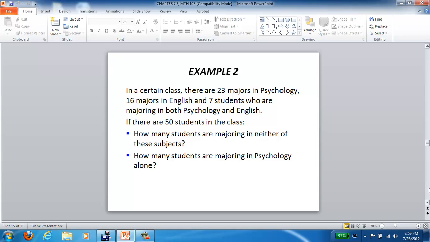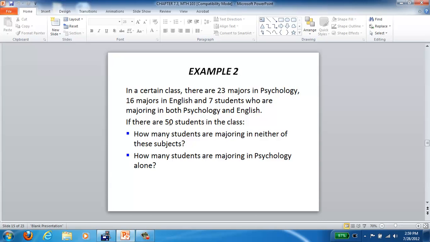Let's go to see a second example, which is very similar to the first one. Again, we have to start with the 7 students that have a major in psychology and English. So this is going to be the intersection. So 23 minus 7, 16 have a major only in psychology. 16 minus 7, 9, they have a major only in English.